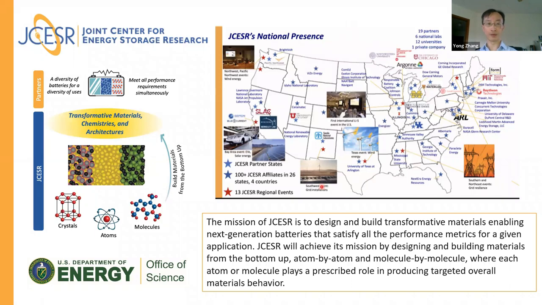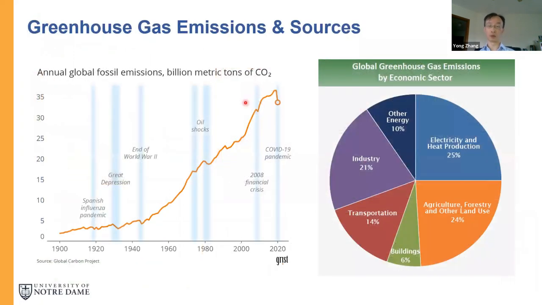And in this map, you can see this project involves many universities, national labs, and even companies. So it's really a group work to try to understand and design a better battery. I think one of the motivations for this whole study is the well-known global warming problem. If you were here last week, the speaker also mentioned this similar problem, global warming and climate change. I just want to briefly give a little bit of background.